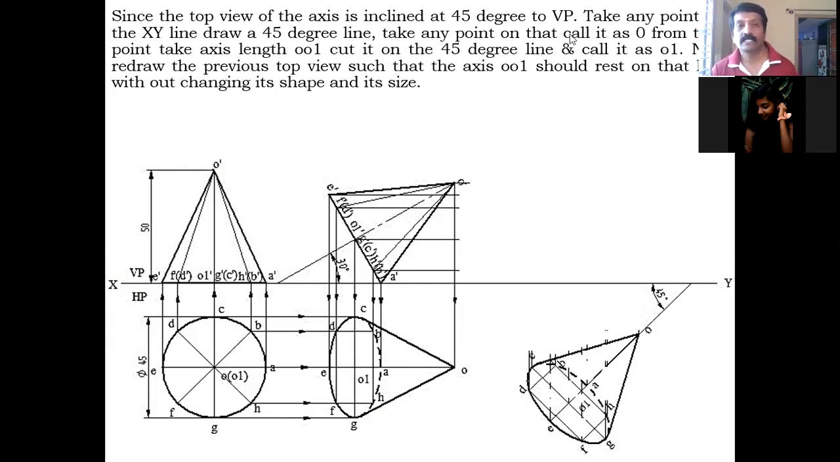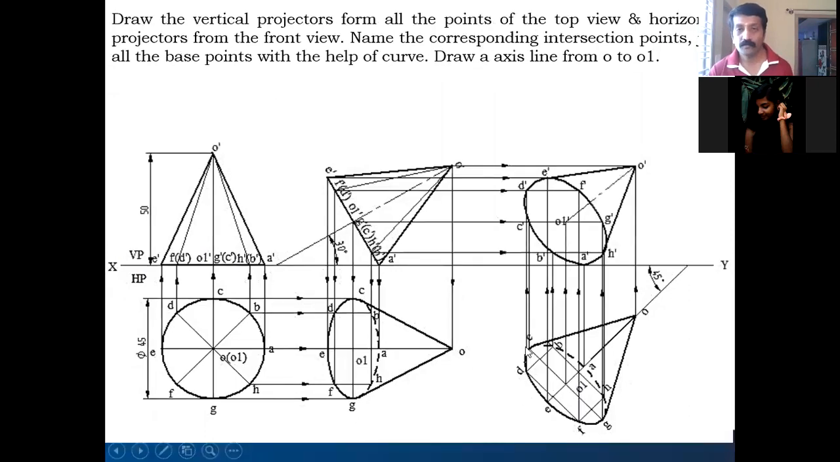Coming to the last, the front view, you keep on drawing vertical projectors from all the points like this. You will get 8 to 10 points, and draw the horizontal projectors from the previous front view like this. Okay, coincide the points one by one. A is here, A dash is here, this is A dash. B is here, B dash is here, this is B dash. C is here, C dash is here, this is C dash. D is here, D dash is here, this is D dash. E is here, E dash is here, this is E dash. F is here, F dash is here, this is F dash. G is here, G dash is here, this is G dash.